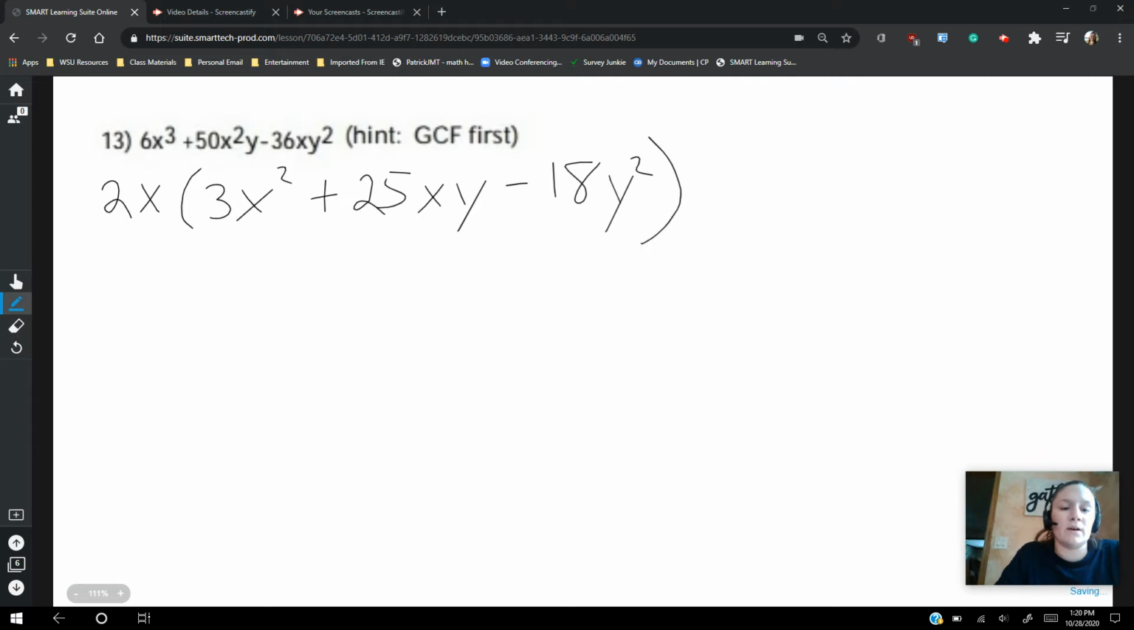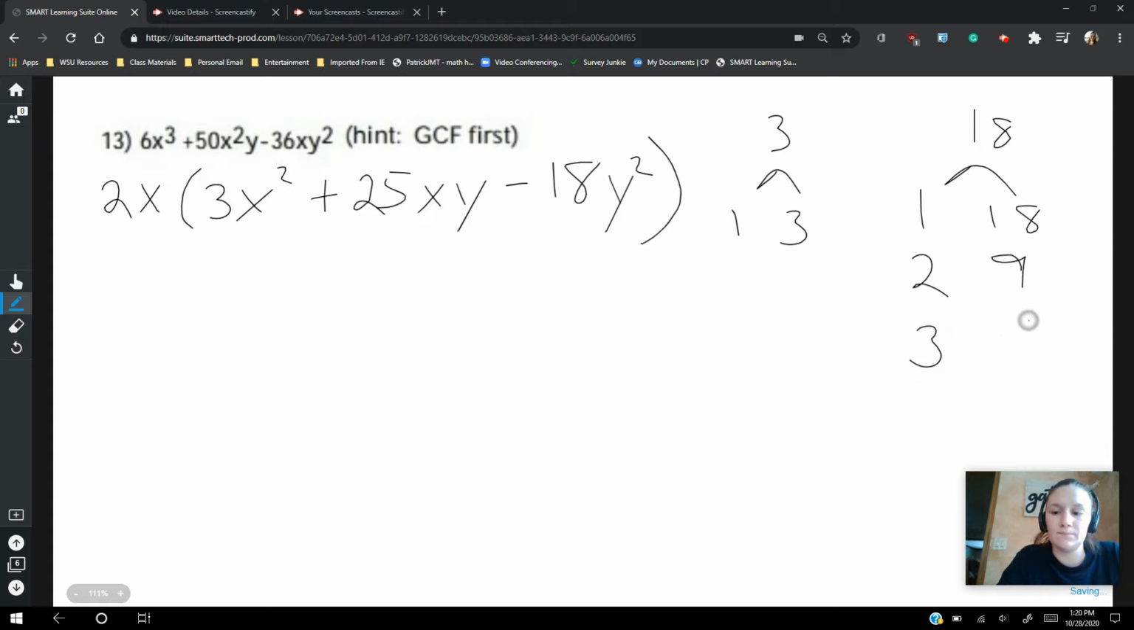So now we need to figure out the factors of 3 and the factors of 18. Go ahead and compute those factors and pause the video. So for 3, we get 1 and 3. For 18, we get 1 and 18, 2 and 9, 3 and 6. So now we need to figure out which of these factors will get us to a positive 25 in the middle and a negative 18.